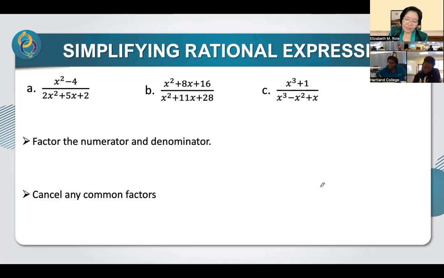So of course, you know that the numerator will have x plus 2, x minus 2, because it is a difference of squares.